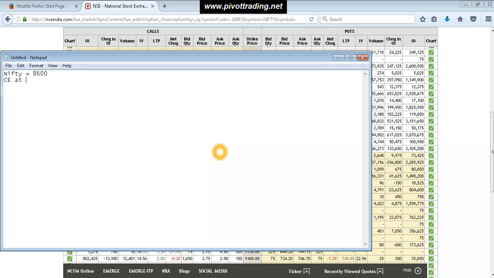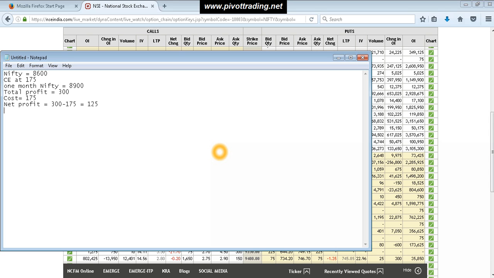You buy a call at 175 rupees. After 1 month, Nifty is 8900. Total profit is 300. Your cost is 175. Net profit is 300 minus 175, which is equal to 125.